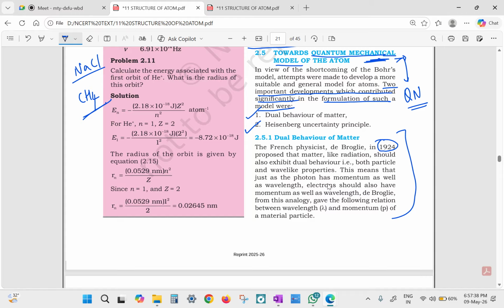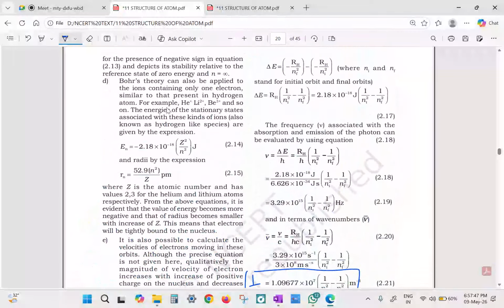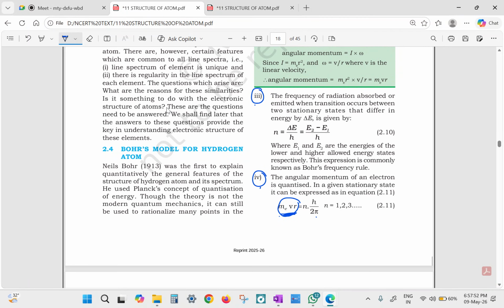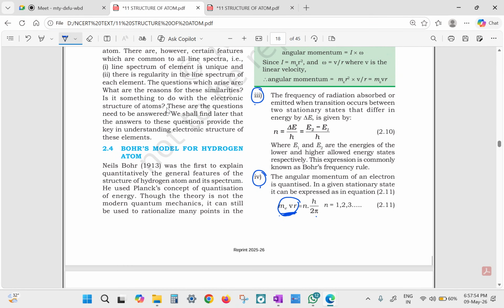Okay, it was very significant. Now, what is this dual behavior of matter? You remember where we started? We started with the dual behavior of light. Remember? When was Bohr's model introduced? 1913. And when was the dual behavior of matter proposed? 1924. Okay. Got it?